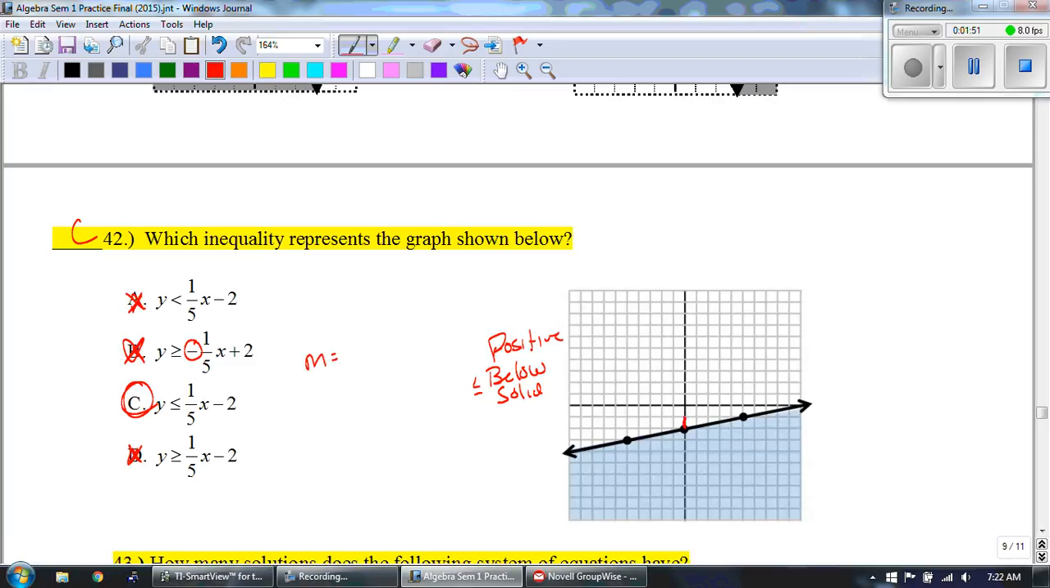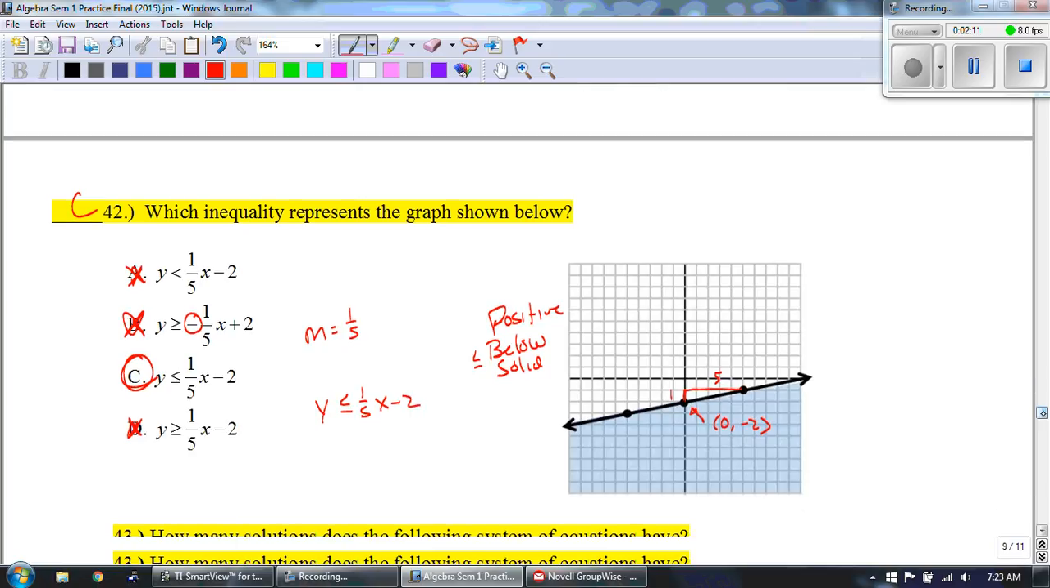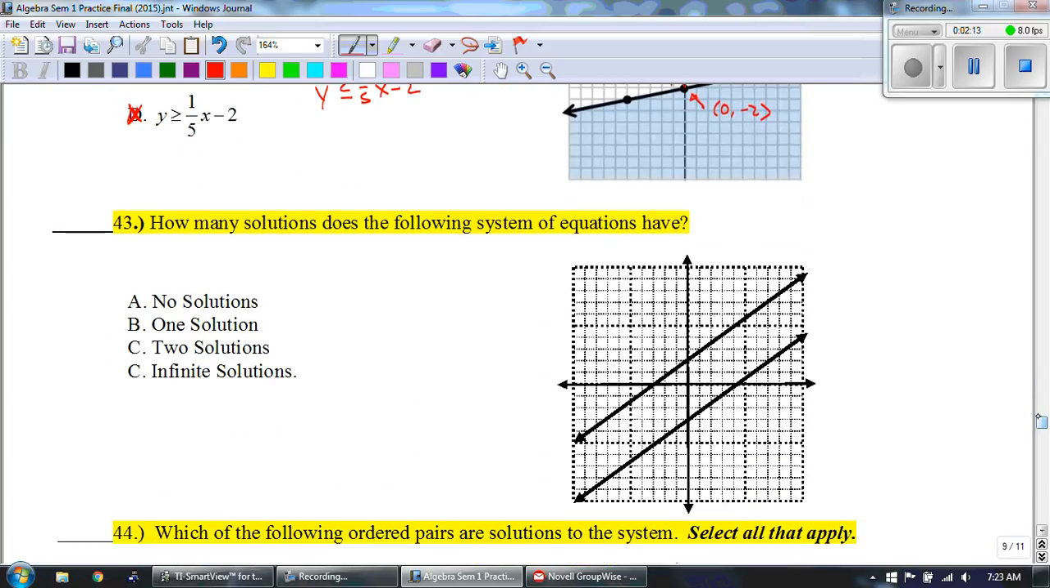Our slope is up 1 over 5. And then our y-intercept, where we begin, is at 0, -2. So if we were to write out this equation, it would be y less than or equal to 1/5 x minus 2. And good news, that's what we got. Number 43, how many solutions does the following system have? Oh, you better know this. Yeah, it's A. They don't touch, they're parallel lines.